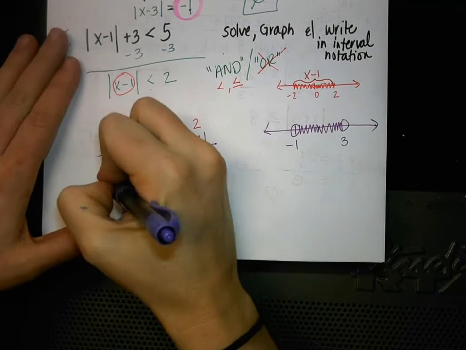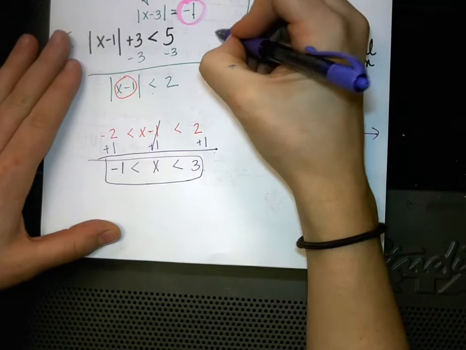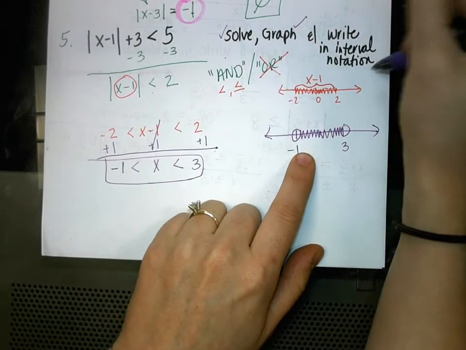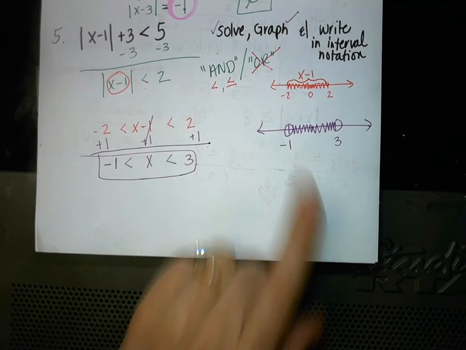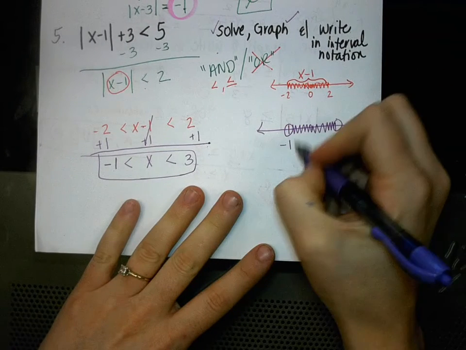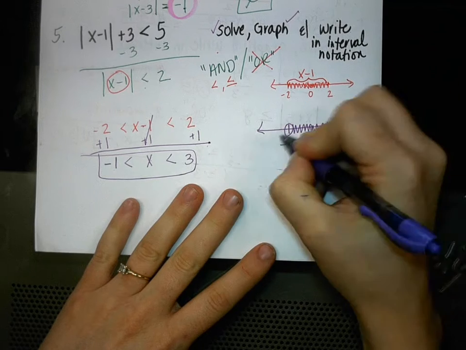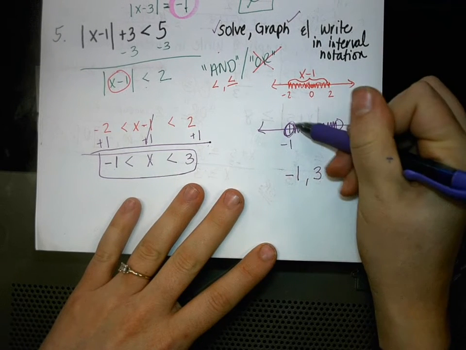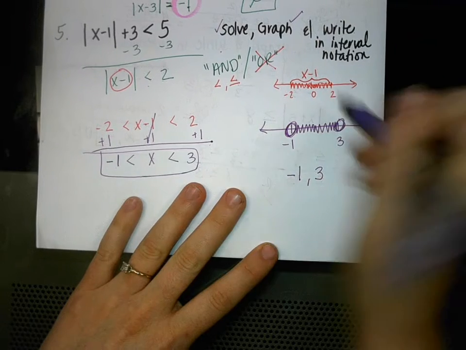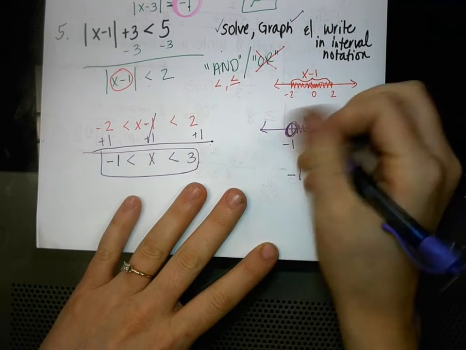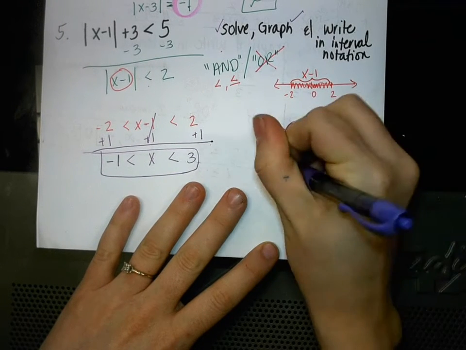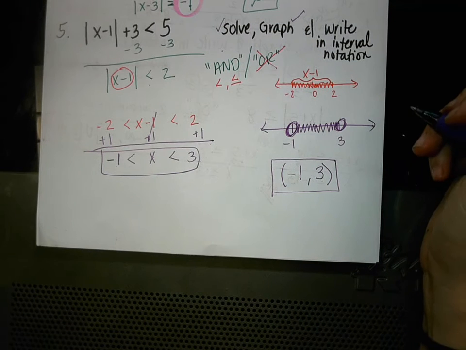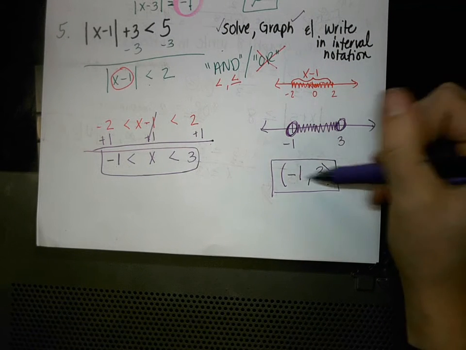Right here, I've solved. Right here, I've graphed, and I also need to write it in interval notation. So my solutions range from negative 1 to 3. I cannot have a value of negative 1 and I cannot have a value of 3 because there's no equal to sign. So I use parentheses to show that my values for x cannot be equal to negative 1 or equal to 3. Only values in between those two numbers.